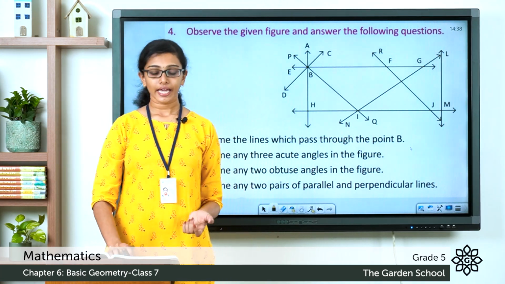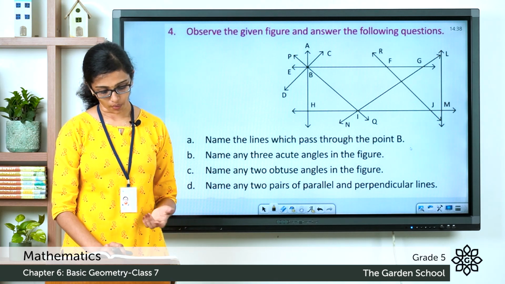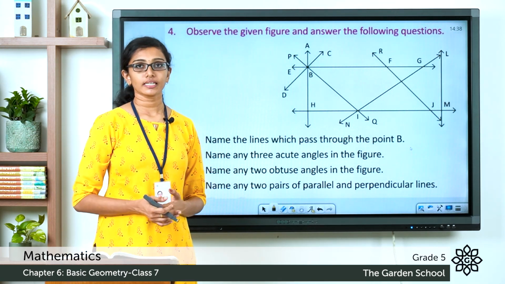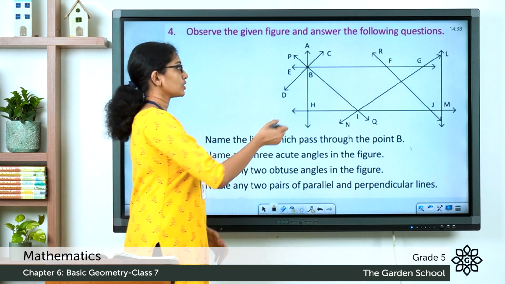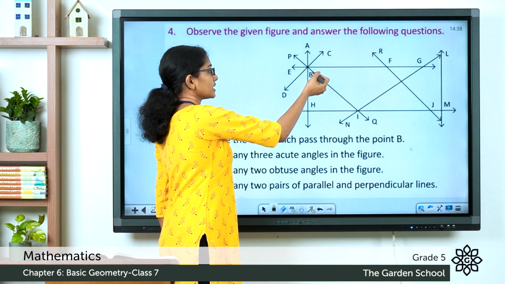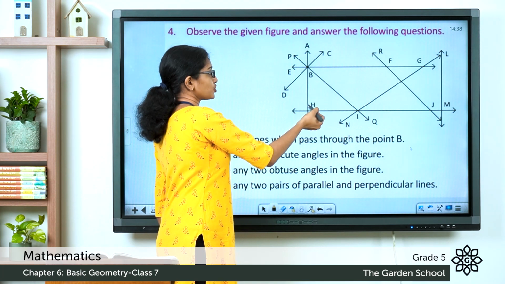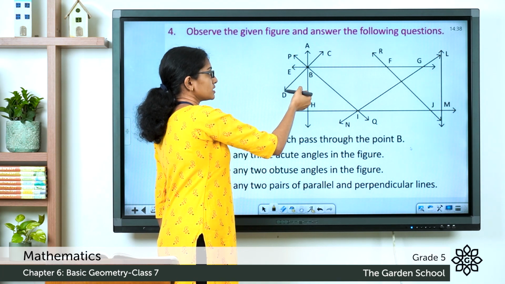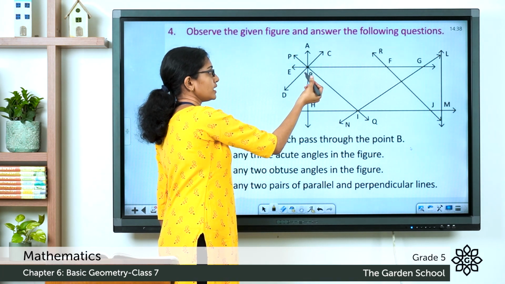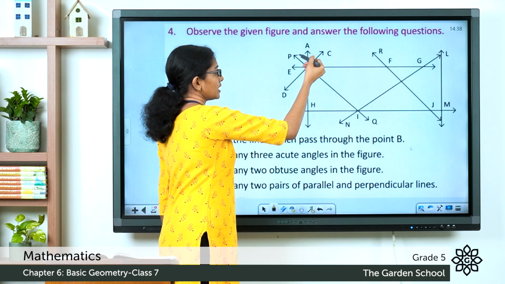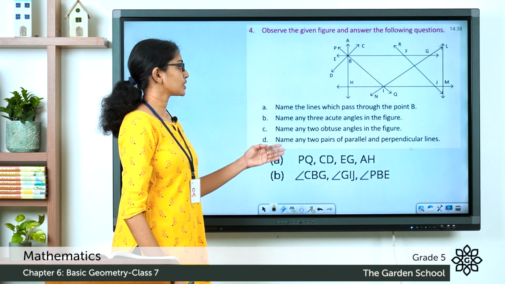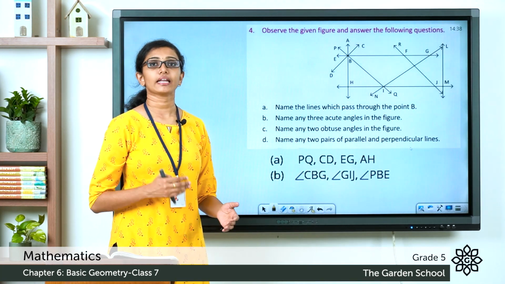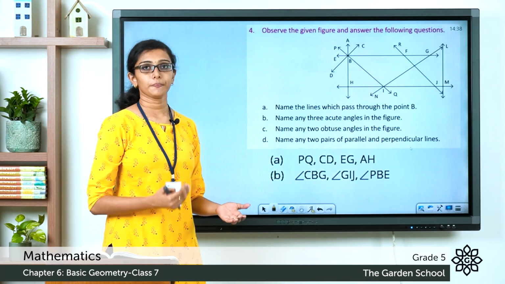Question A. Name the lines which pass through the point B. Observe the lines. Here you can see the point B. Which are the lines? Line AH passes through B. Line CD or DC passes through B. Then line EG, line PQ. So the lines PQ, CD, EG and AH pass through the point B.